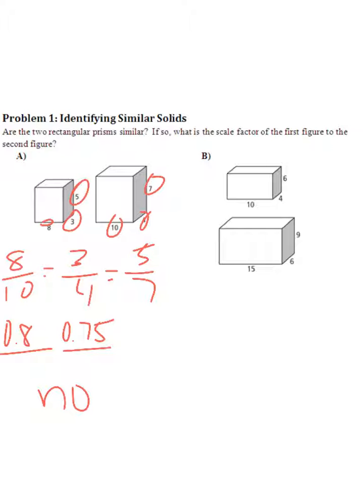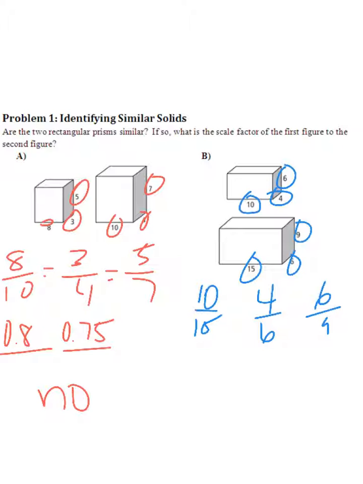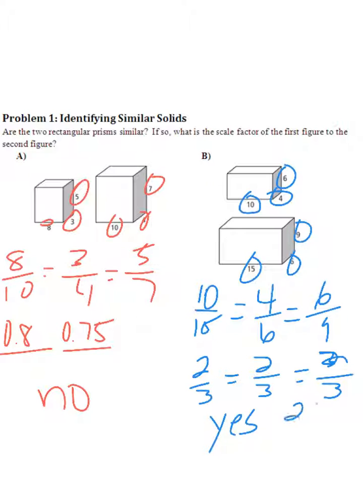For the second one, again, we look at corresponding sides. We've got 10 and 15, so 10 over 15, 4 over 6, and 6 over 9. Okay, if we simplify these down, looking to see if they're equal, 10 over 15, I can take a 5 out of both. 4 over 6, I can take a 2 out of both. 6 over 9, I can take a 3 out of both. For all of them, I get 2/3, and so yes, they are similar, and my scale factor is 2/3.